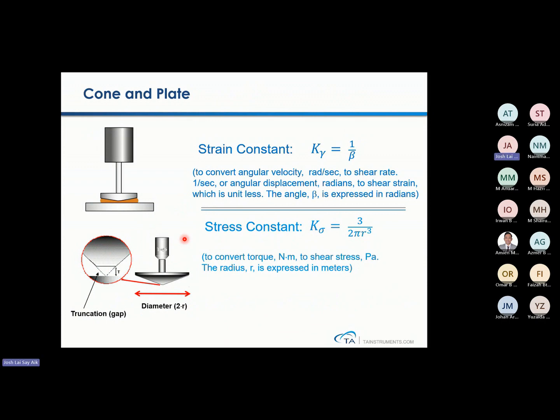So when you have this strain constant and stress constant, typically a truncated cone and plate, you're going to have a cone here. Why truncated? Because you have a cut. It's not going to be a very sharp cone. You have a truncation gap here. It's a cut, which is very specific. The strain constant is always governed by 1 over beta, where beta is the truncated gap angle here, while the stress constant is governed by 3 over 2 pi radius cubed. Okay.